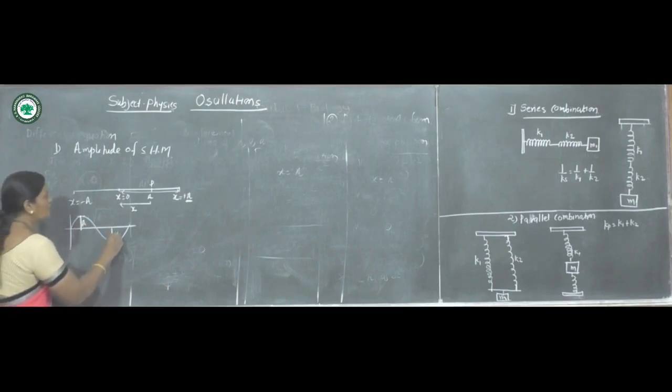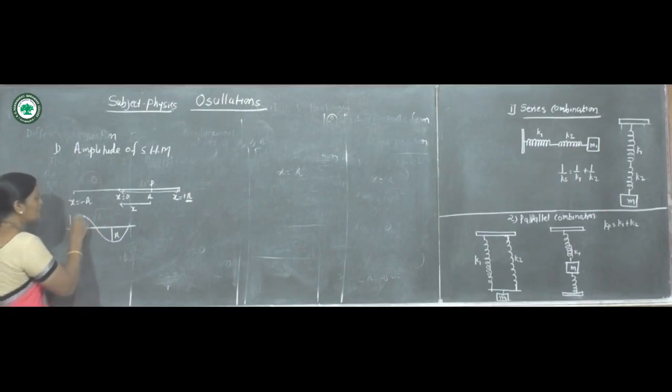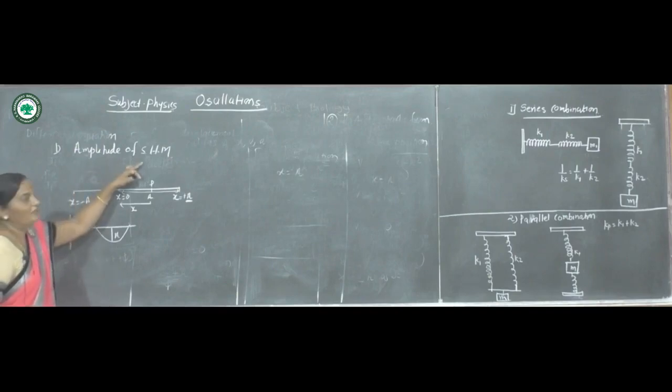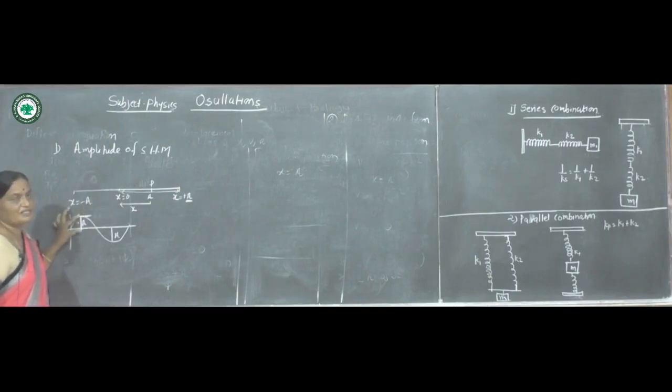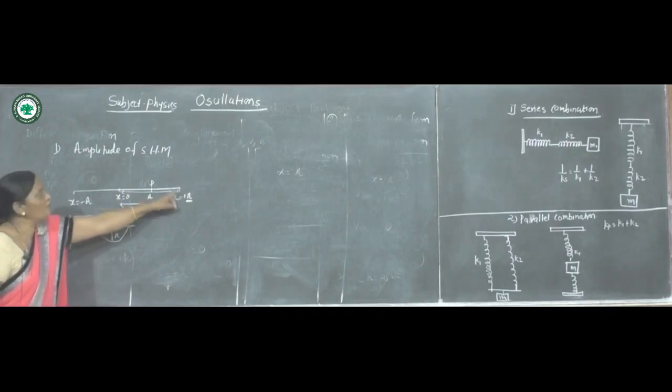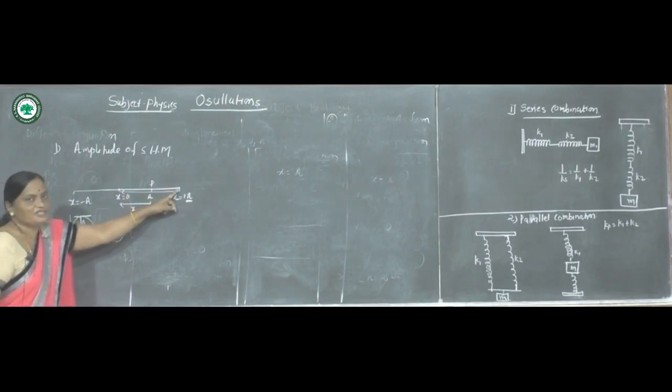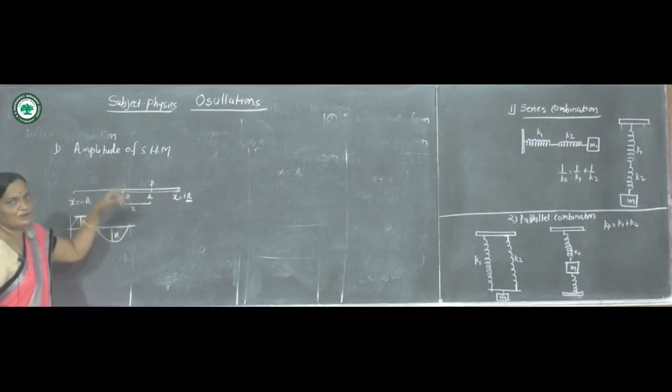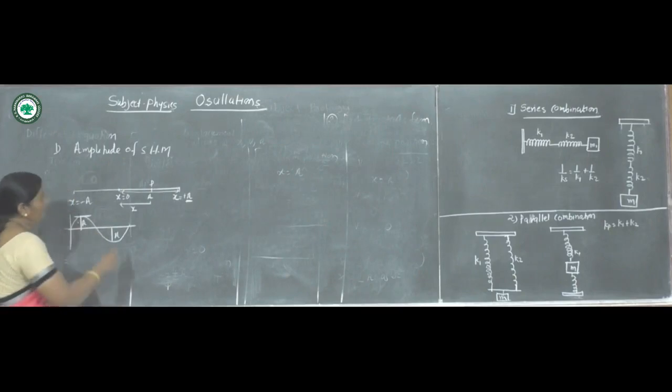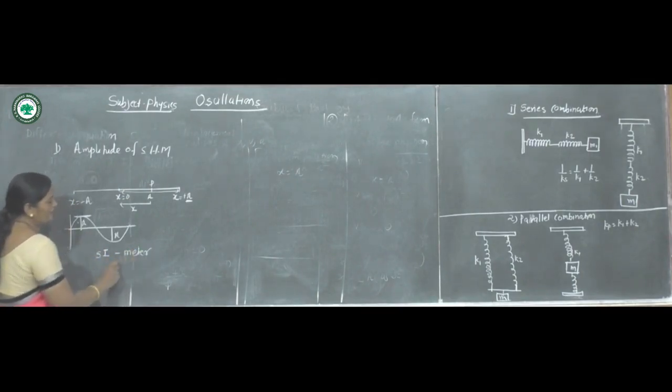This is also called amplitude. This is the mean position. This is the maximum displacement. Therefore, amplitude of SHM is defined as the maximum displacement from the mean position. Here again, A represents the amplitude of SHM. The SI unit of amplitude is meter. The CGS unit is centimeter.